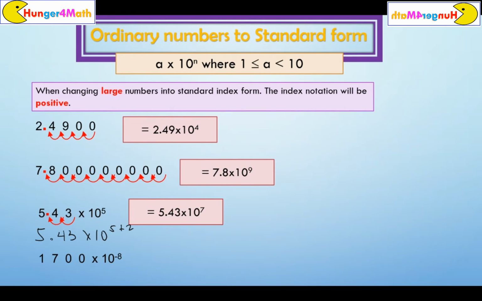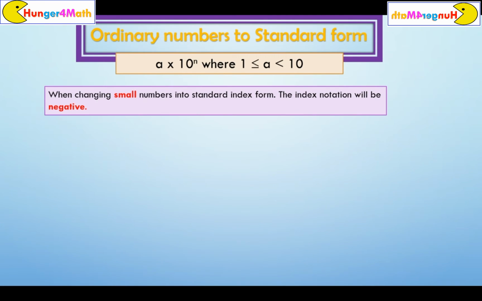Next example, we have 1700 times 10 to the power of negative 8. The value of a is not less than 10. We need to place our decimal in between 1 and 7 to satisfy that. Then we have to count how many times we move the decimal. That will be 1, 2, and 3. And then we're going to write 1.7 times 10 to the power of negative 8 plus 3, since we moved the decimal 3 times to the left. And that will result in 1.7 times 10 to the power of negative 5.